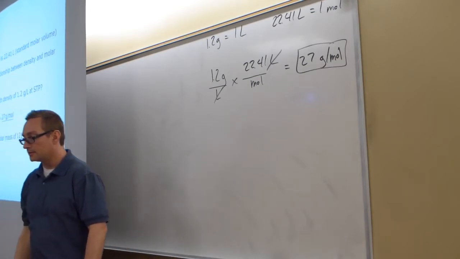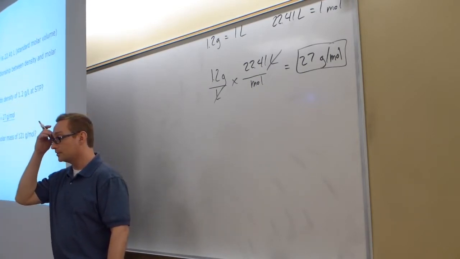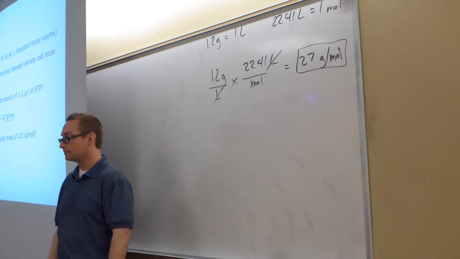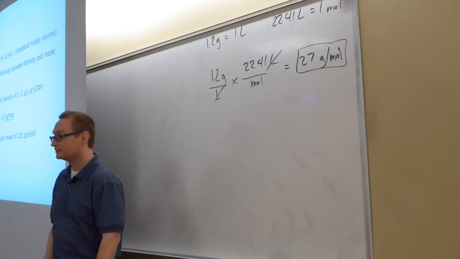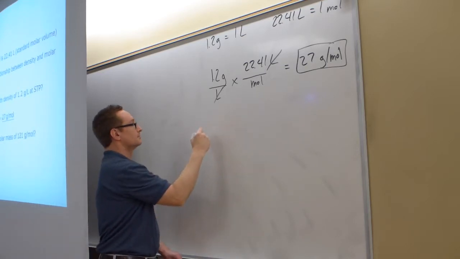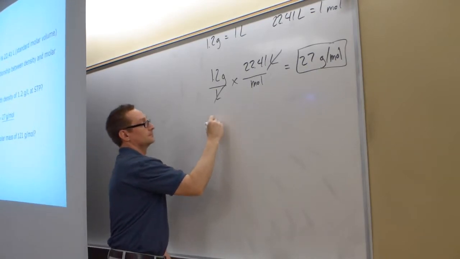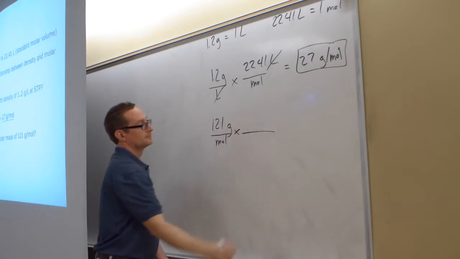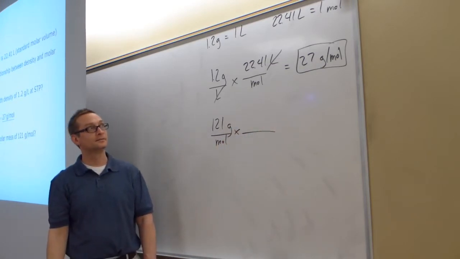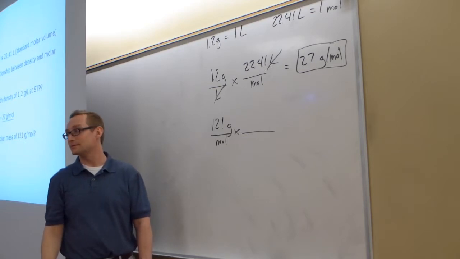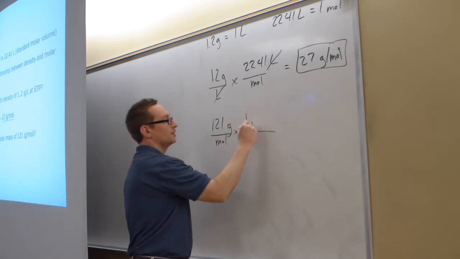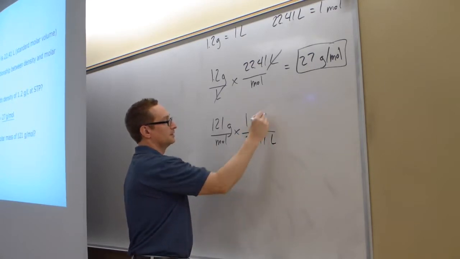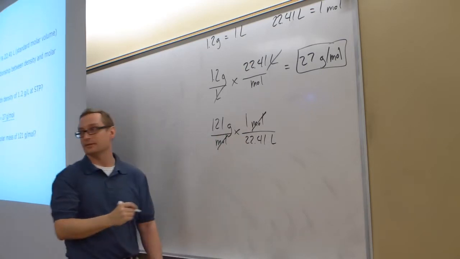What if you wanted to go the other way? What is the density of the gas that has a molar mass of 121 gram per mole, okay, at STP? So what if we had 121 grams over moles? What do we multiply by? And now it's 1 over the molar volume. So 1 mole over 22.41 liters. And so now I've got grams per liter again, which is a density unit.